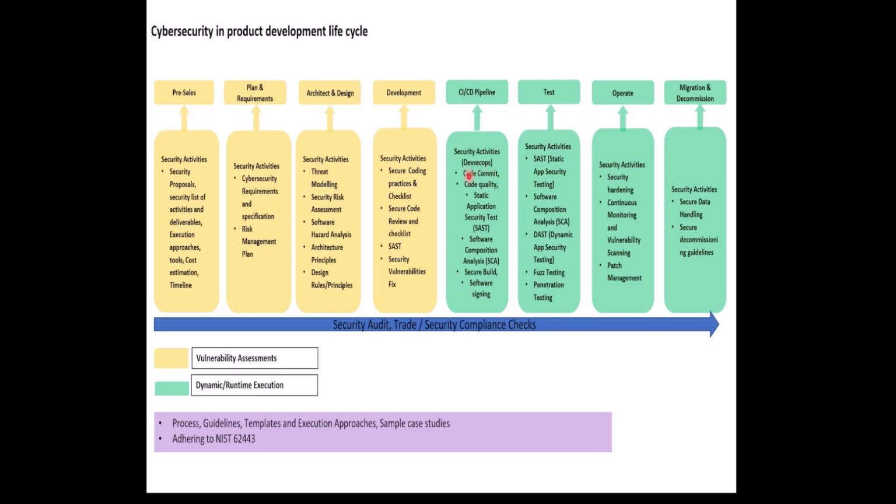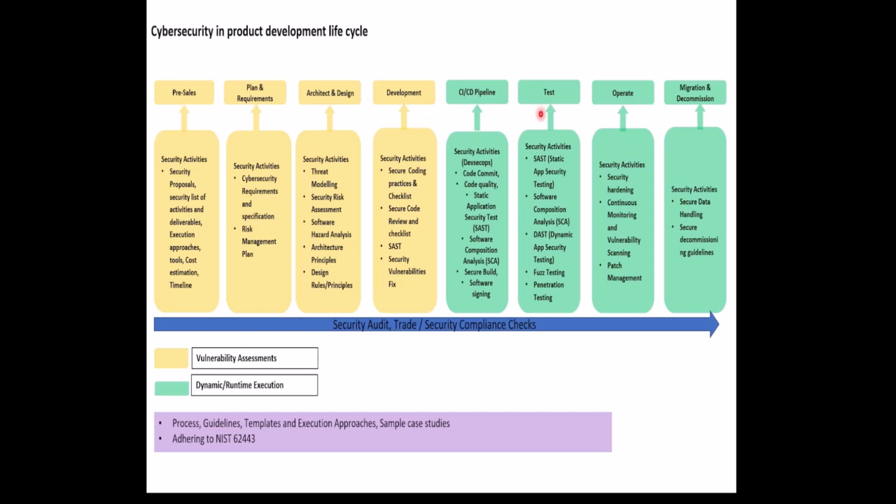Okay, when we come to the CI/CD and tools integration, these are all the high level security activities or DevSecOps activities we need to consider when we develop the products or software. So securely we need to commit the code, quality checks like static application security test, SAST with the CI/CD pipeline, software composition analysis with the CI/CD pipeline, secure build process, software signing mechanism. At least these activities we need to implement when we do the CI/CD pipeline.